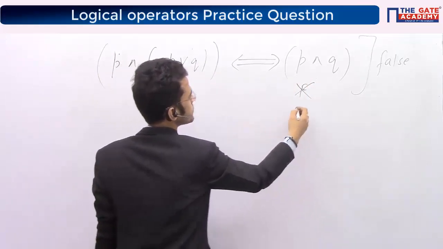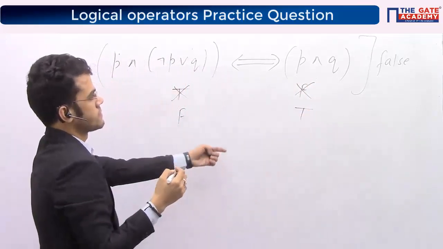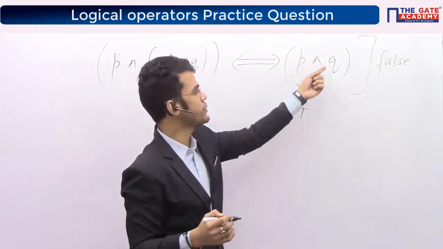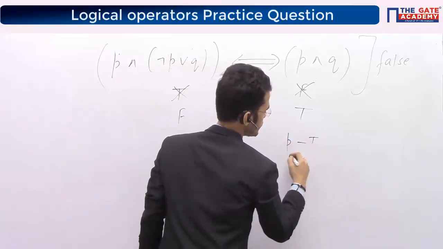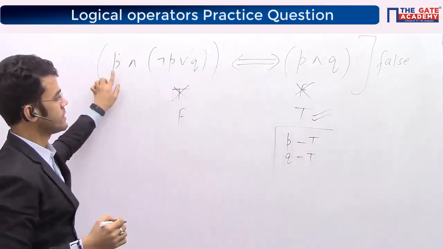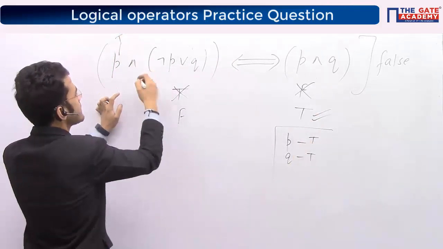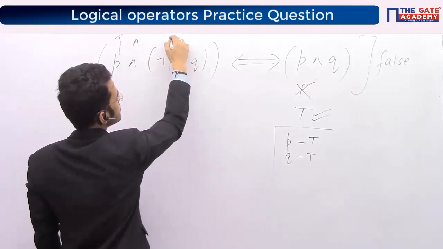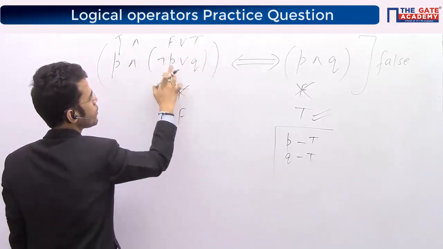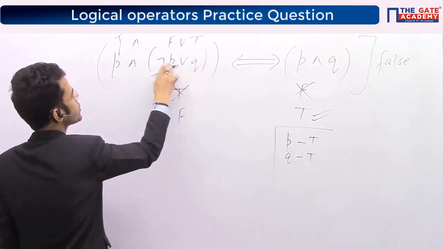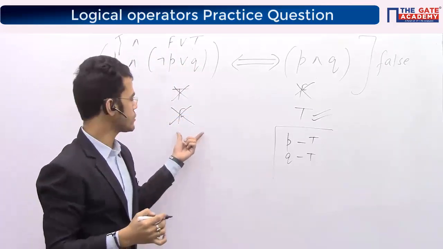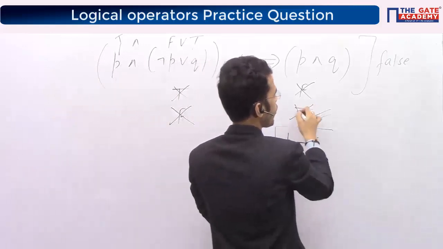Next is false and true. So this side true, clearly only one unique case. P and Q, when will this give me true? When P is also true and Q is also true. Both true will give me true, right? Coming on to this side, P is true, and negation P false or Q is true. So see, false or true will give me true only. And true will give me true. So again I am not able to generate false. Means both the cases of false I am unable to generate.